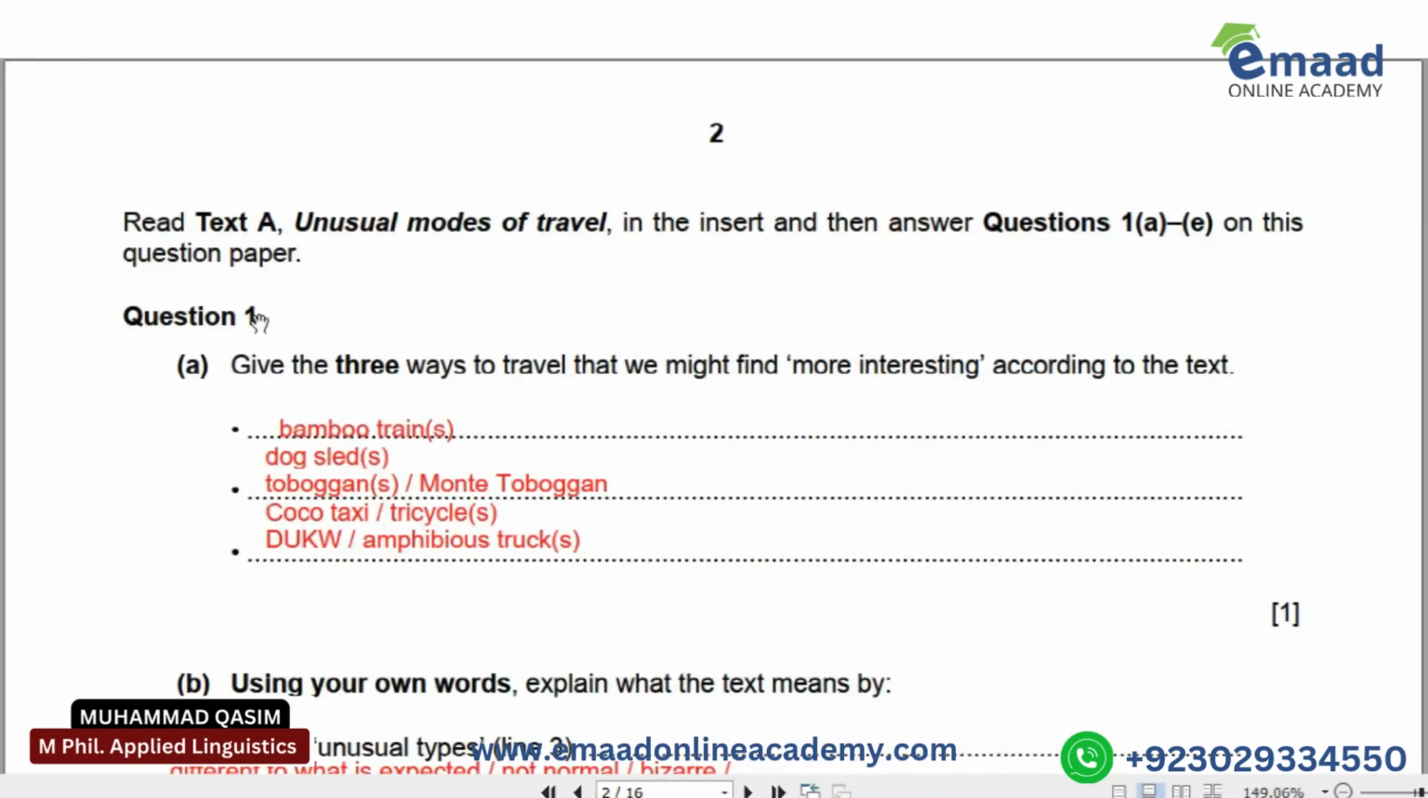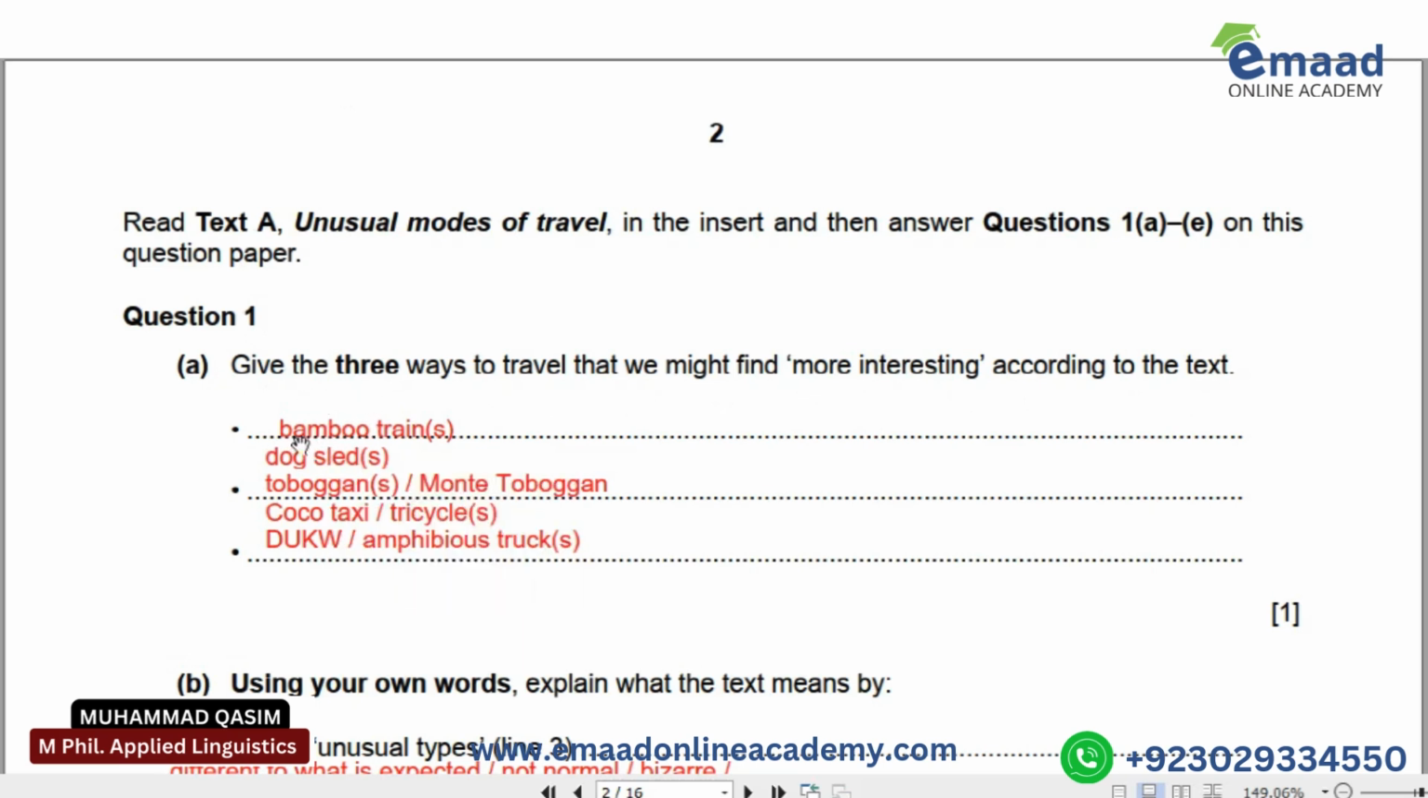So here is question 1. Give 3 ways to travel that we might find more interesting according to the text. So the mode of text, different ways that have been given in the text that we may find more interesting than the usual way of traveling. Here are a few ones.